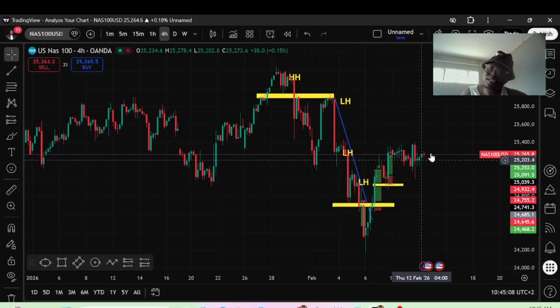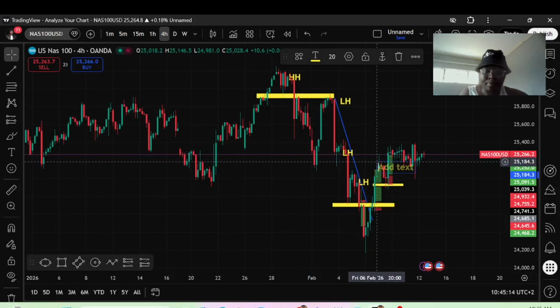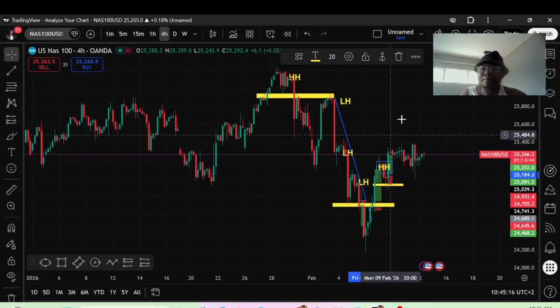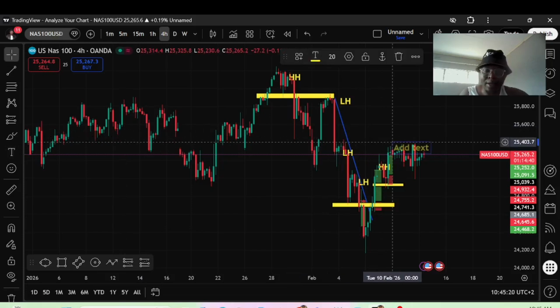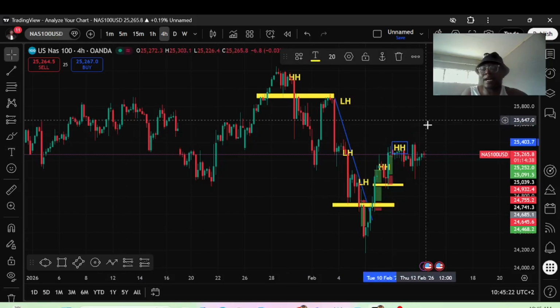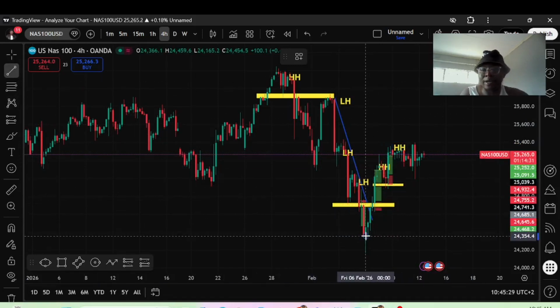But from this side, you can see we are going up. So I will call this one a higher high. This one right here, a higher high. So it keeps creating higher highs, so it means it's going higher. That's what I use to identify my trend.